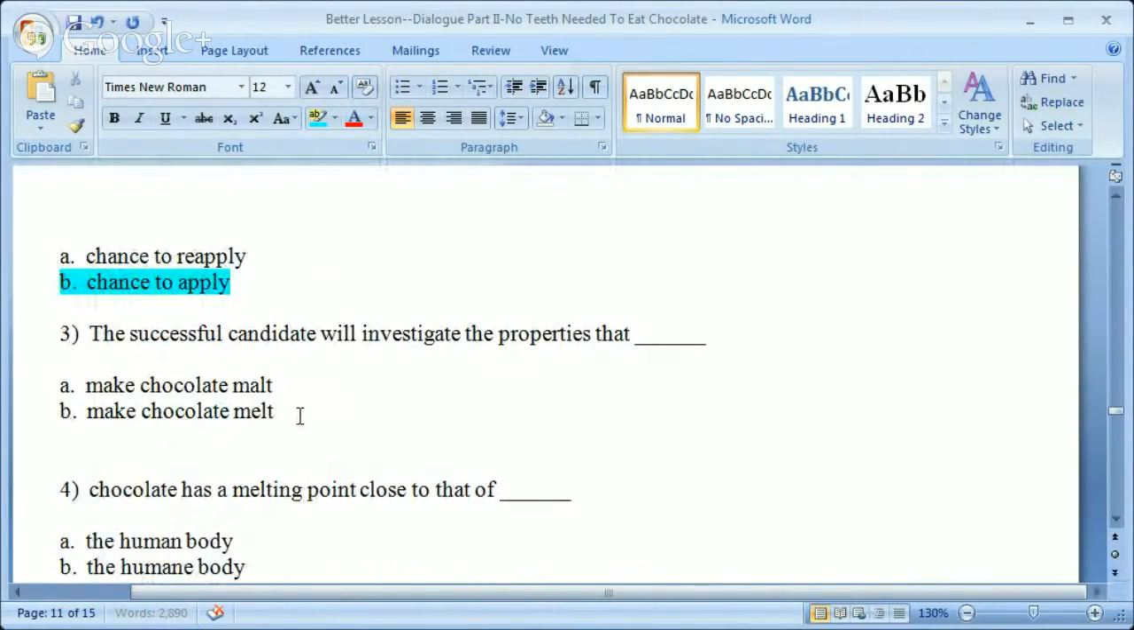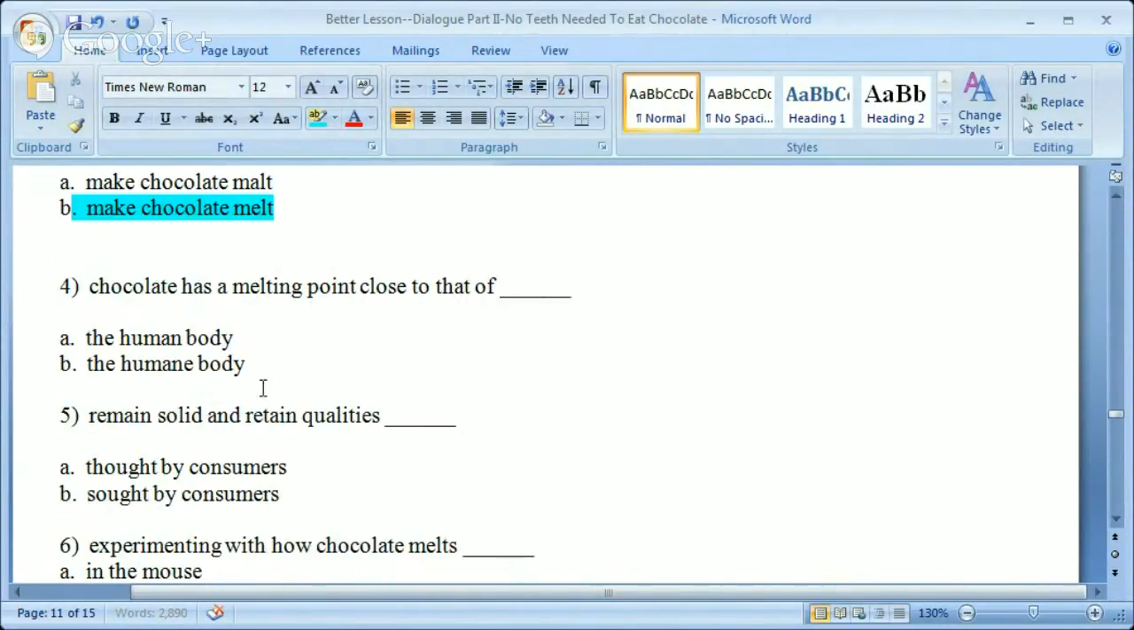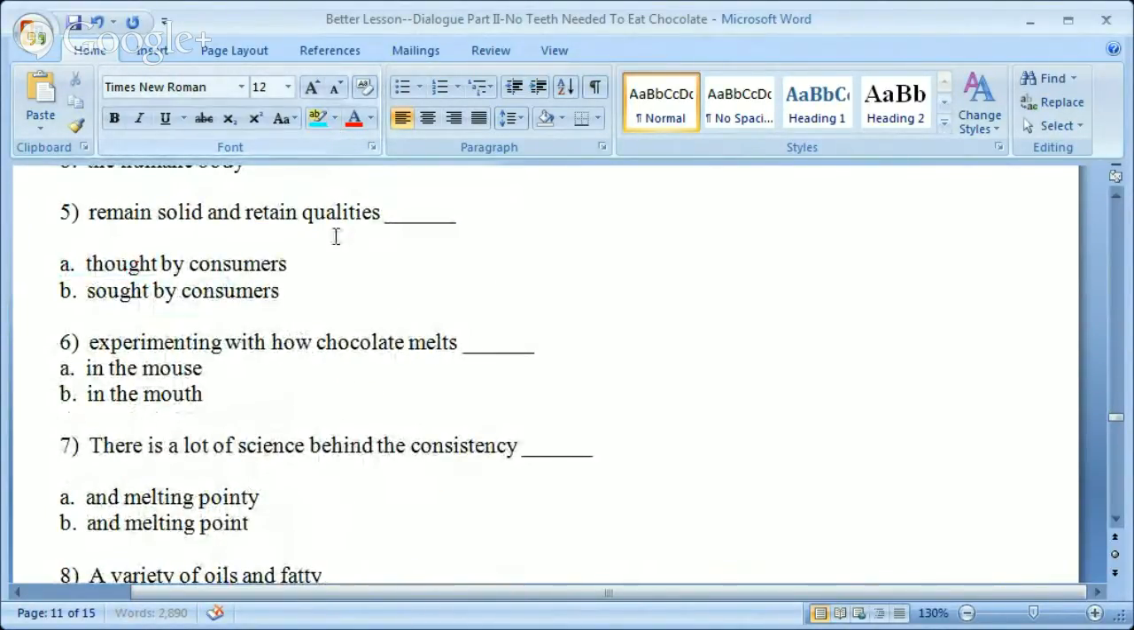The successful candidate will investigate the properties that make chocolate melt. B. Good. And number 4? Chocolate has a melting point close to that of the human body. A. Good. 5? Remain solid and retain qualities sought by consumers. B. Good. And 6? Experimenting with how chocolate melts in the mouth. B. Good.